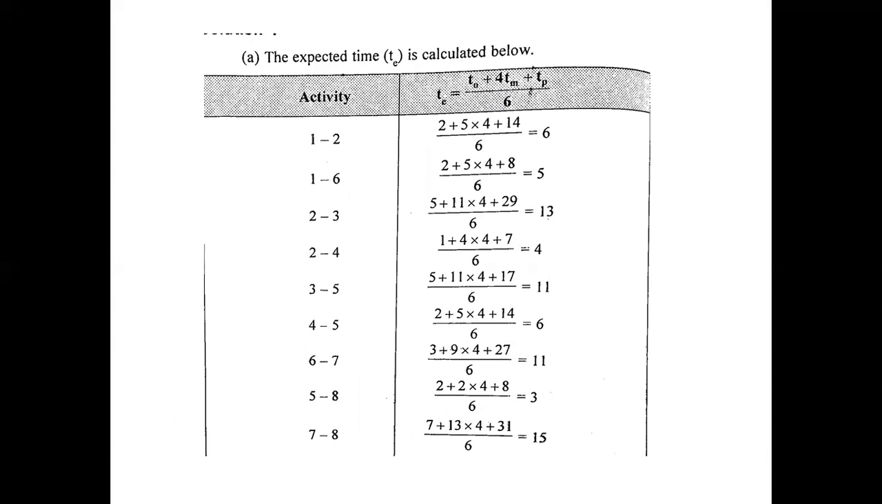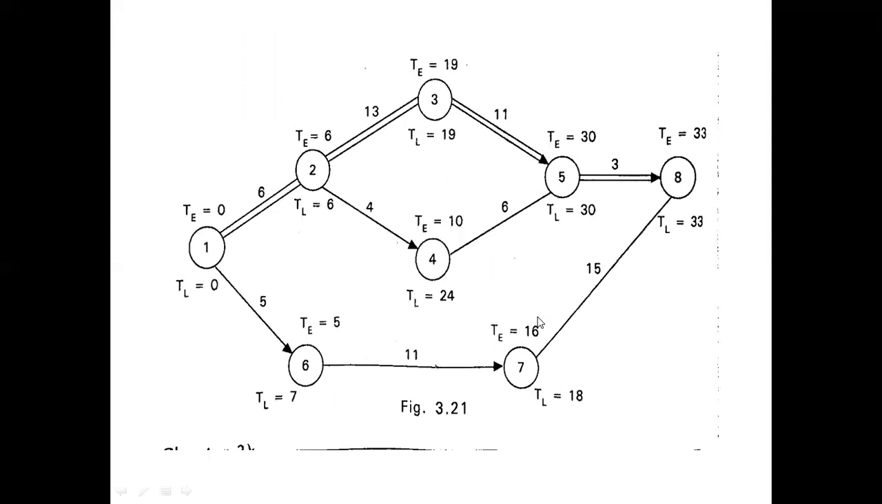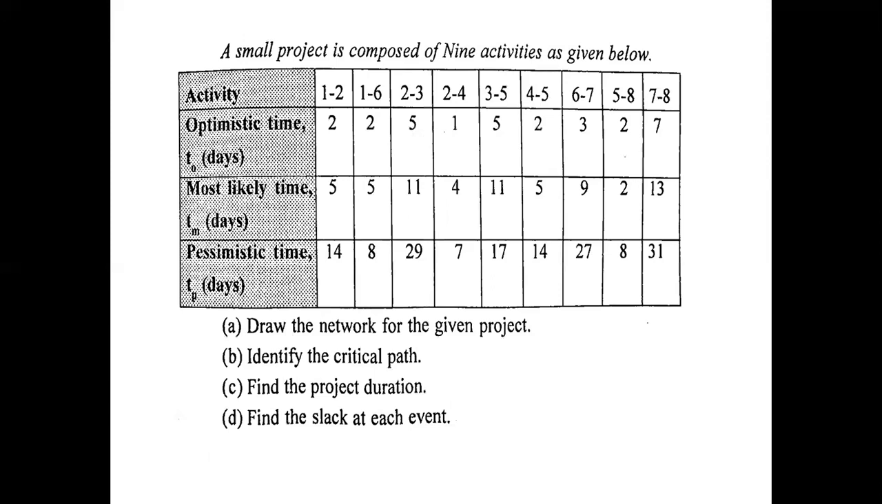What are the optimistic, pessimistic, and most likely times? By substituting the above timings in the given formula, for the first you are going to get 6 days, and for the next activity you are going to get 5. Like that, for the entire network you have to solve this, and after solving, in the next step, you have to draw the network diagram. So by identifying the elements 1 to 2, 1 to 6, like that.